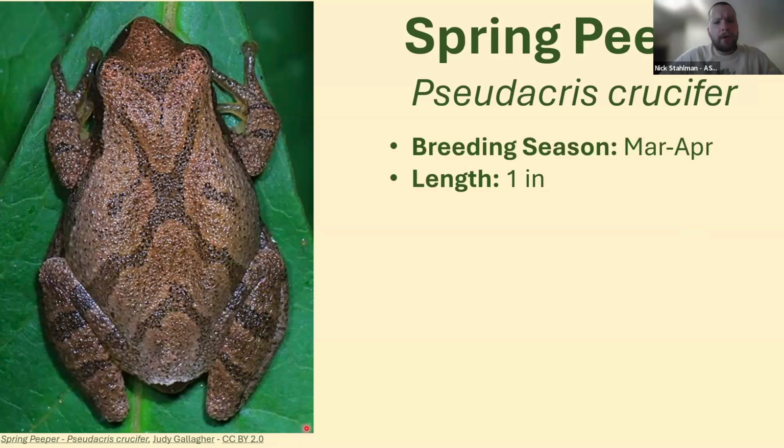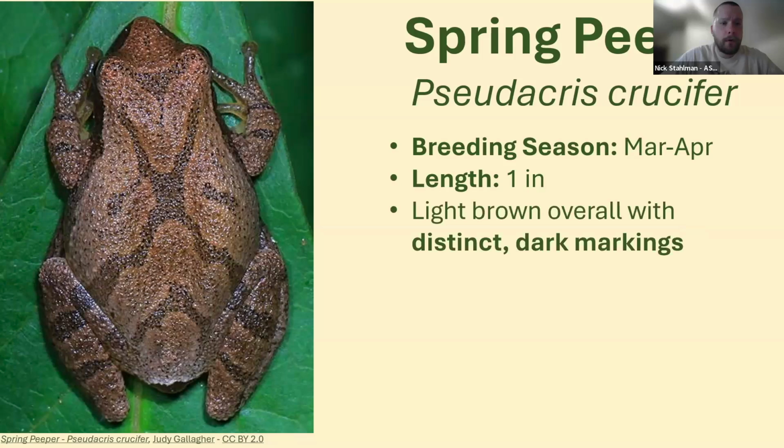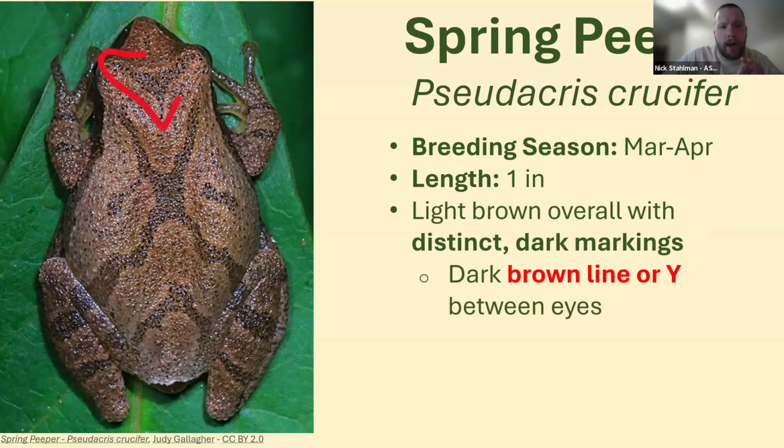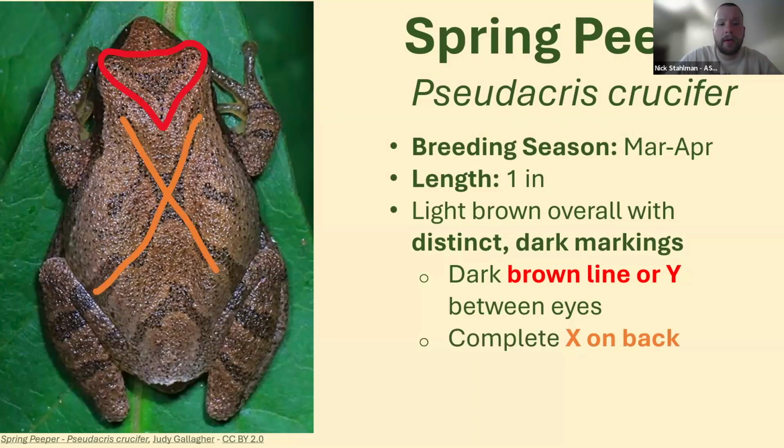Going to be light brown overall, but they have distinct dark markings. Up first, you have a brown line or a Y between the eyes. And then probably more importantly, you have a complete X on the back. So these two in combination with the size can really help you ID the spring peeper. It's also often found on the ground or in low vegetation. It's almost never climbing on trees. So that's another good sign, is this small little frog low to the ground.